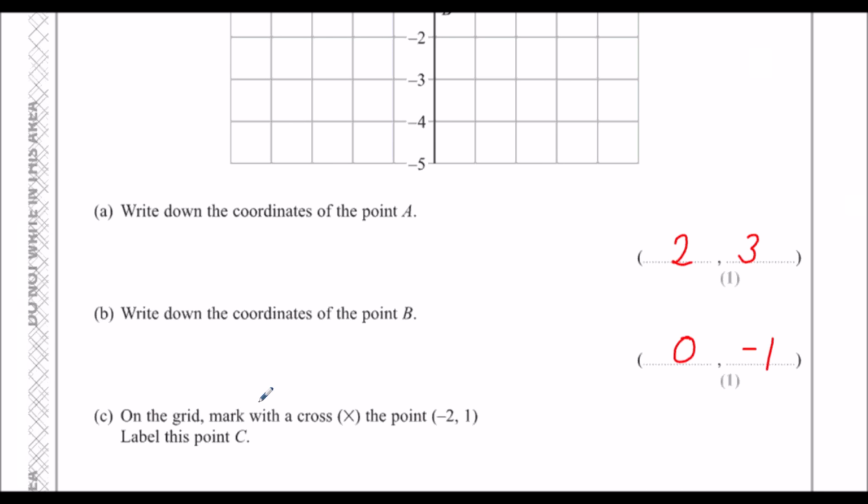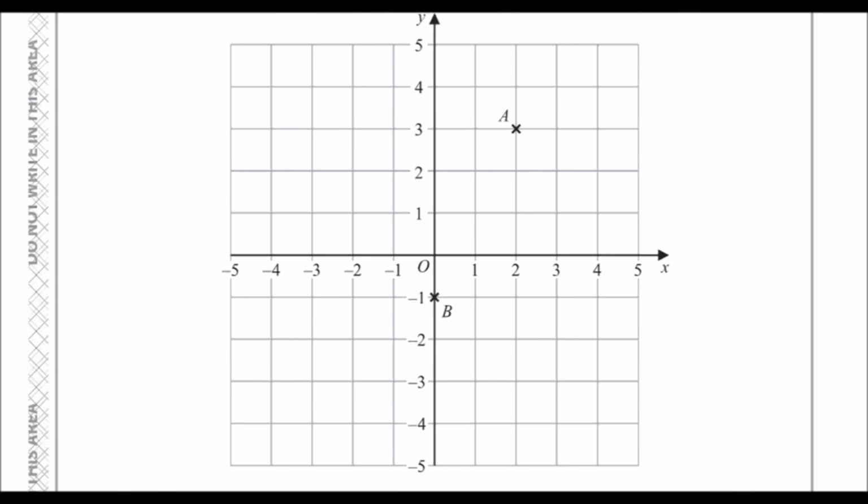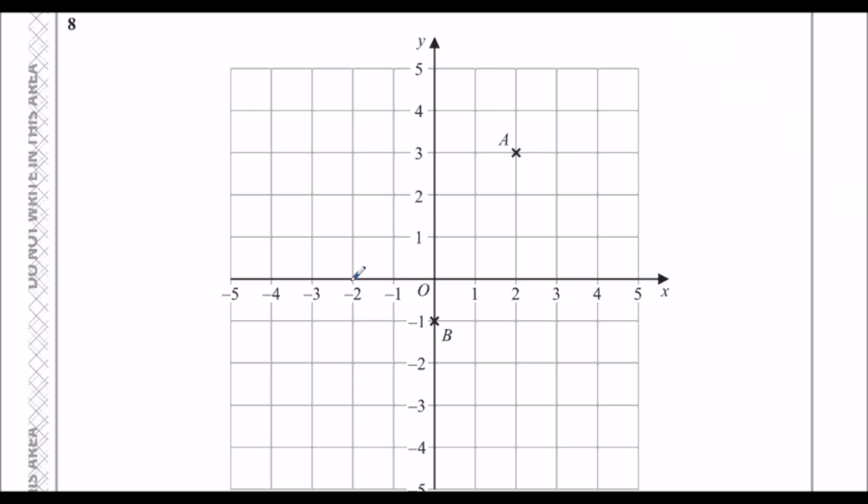On the grid, mark with a cross the point -2, 1 and label it C. So backwards 2 on the x, up 1 on the y. So -2, 1, that's C.